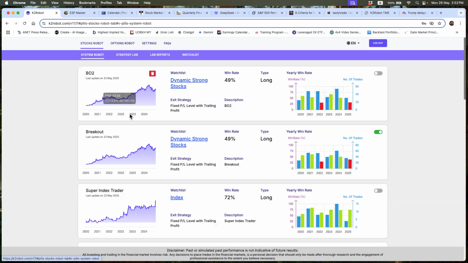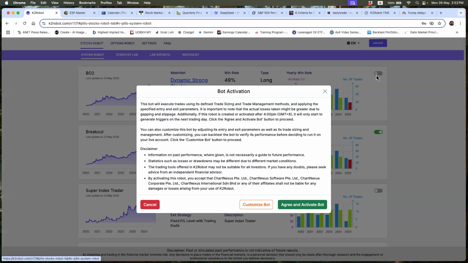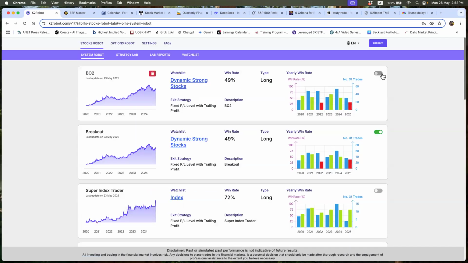Okay, give it some time. There you go. I think a lot of people are using the robot right now, therefore it's a little bit slow. So you can see, there you go. It will be here, and if you want to turn it on, activate. If you never activate, then it will not be running.